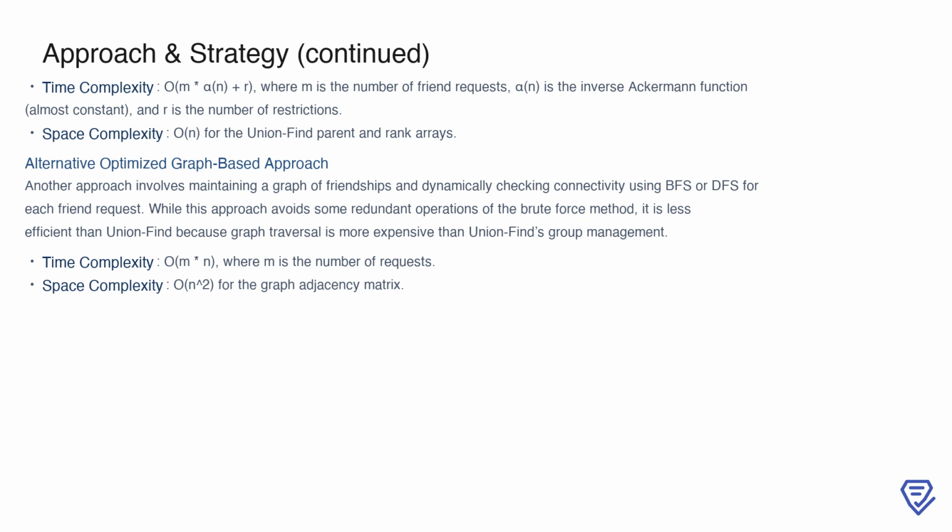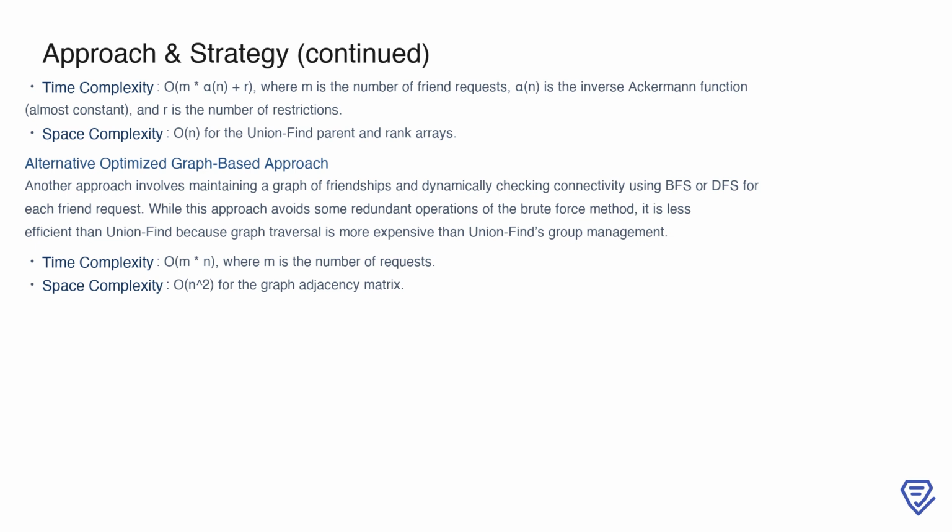Now, an optimized alternative is the union-find approach, also known as the disjoint set union. This method is more efficient because it dynamically manages groups of friends. Initially, each person starts in their own group. As we process each friend request, we use the union-find structure to check if adding this friendship would violate any restriction. Specifically, for each restriction A_i, B_i, we ensure that the two people involved are not part of the same group by using the find operation. If they are in different groups, we can safely merge their groups using the union operation. If they are in the same group, the request must be rejected.